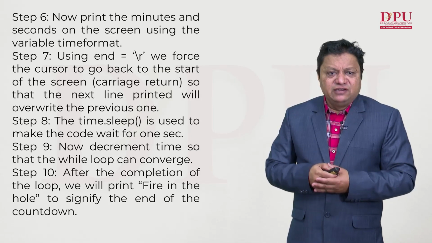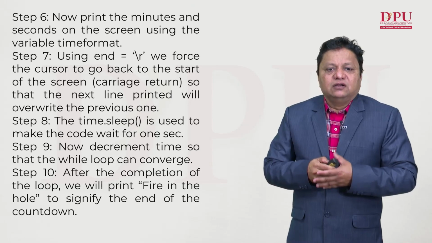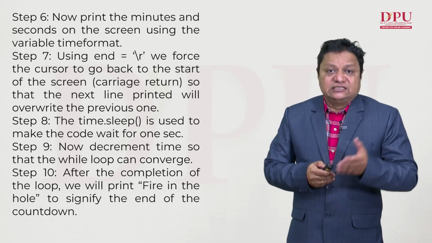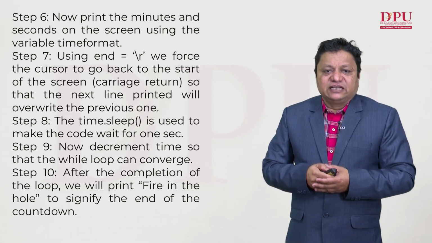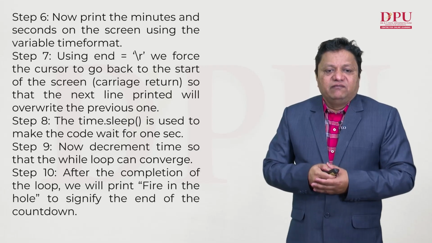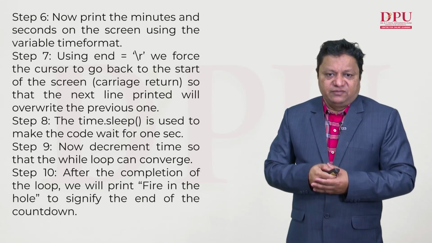Step number 7, using end equal to \r, we force the cursor to go back to the start of the screen, that is the carriage return, that is \r will work as a carriage return, so that the next line printed will be overwritten on the previous one.